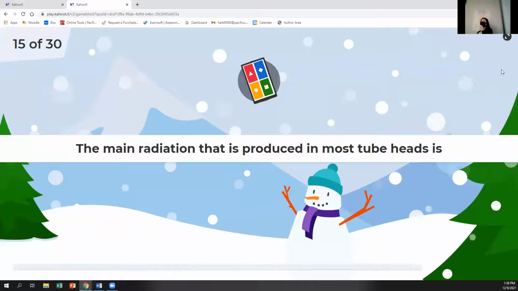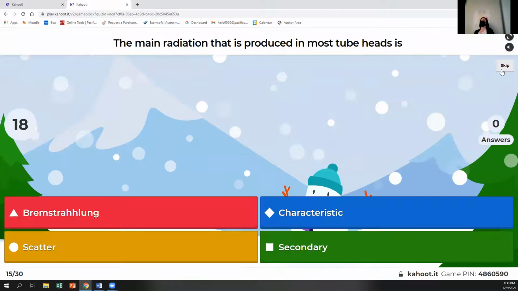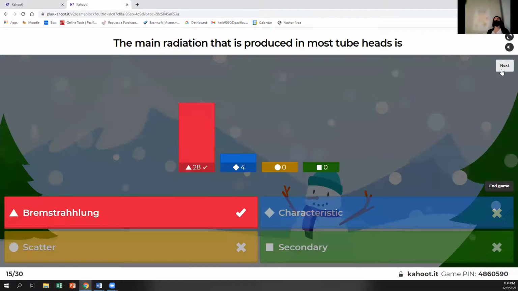The main radiation that's produced in most tube heads is: Bremsstrahlung, characteristic, scatter, or secondary? I know what this was long ago. This was Bremsstrahlung, good. So characteristic has to be over a certain kVp, and most machines are calibrated to one kVp, and they produce mostly Bremsstrahlung.